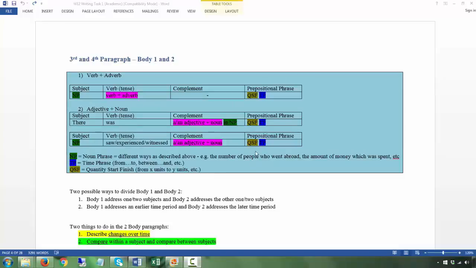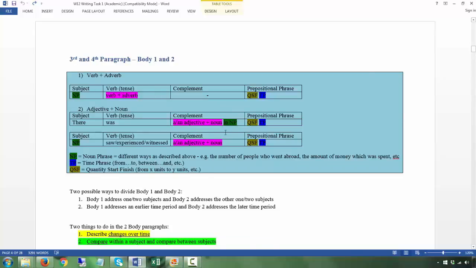So let's carry on after we've already covered the first and the second paragraph, which is the introduction and the overview. Let's go to body 1 and body 2. Let me go through a lot of these phrases and vocabulary, and then after that I'll let you know how this all fits together in terms of writing your body 1 and body 2 paragraphs.